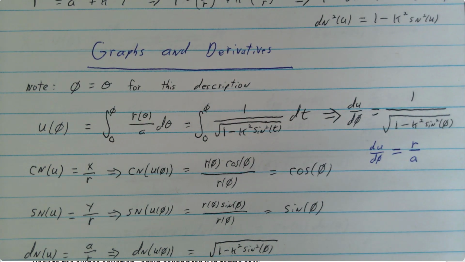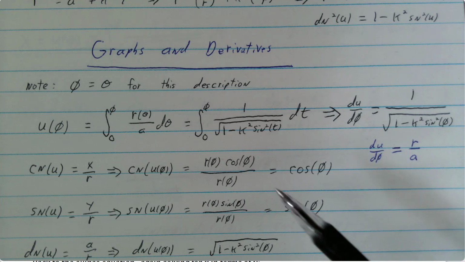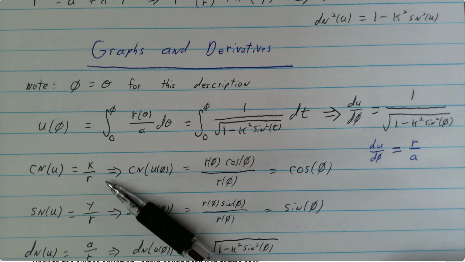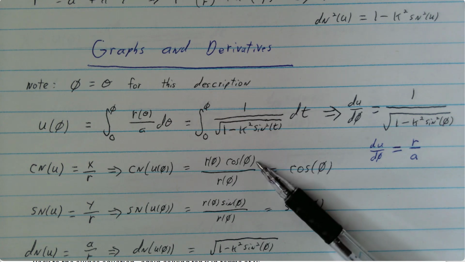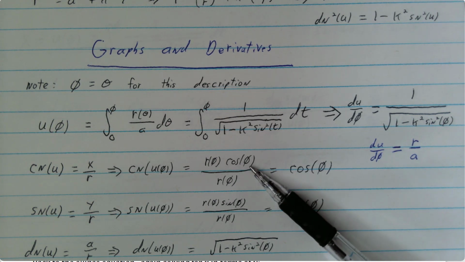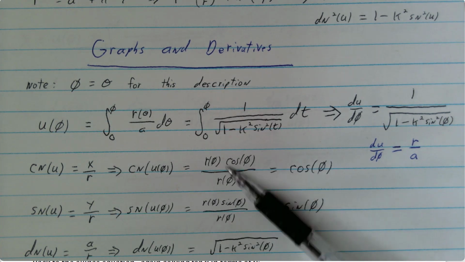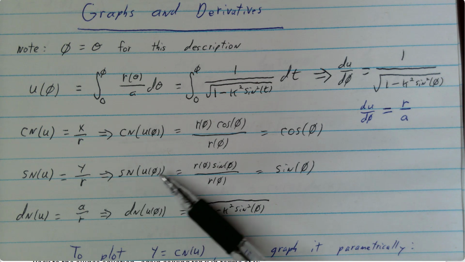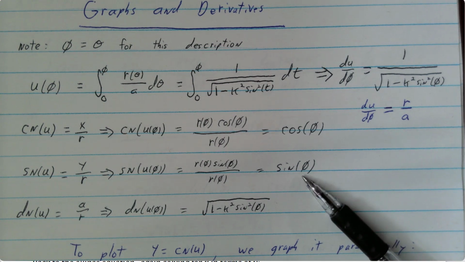But if we wanted to graph cn u or sn u or dn u, just like I did before on the graphing calculator, well, I want to graph x over r. But x is r cosine phi. It's r cosine theta, but phi and theta are the same here. So r cosine phi divided by r depends on phi, but in the end it'll cancel. So that'll just be cosine phi. And similarly, sn u is y over r, but y is r sine theta. So divided by r will give me sine theta or sine phi.